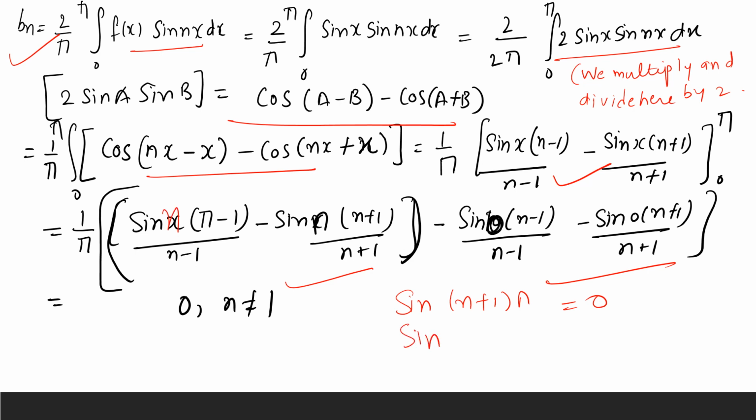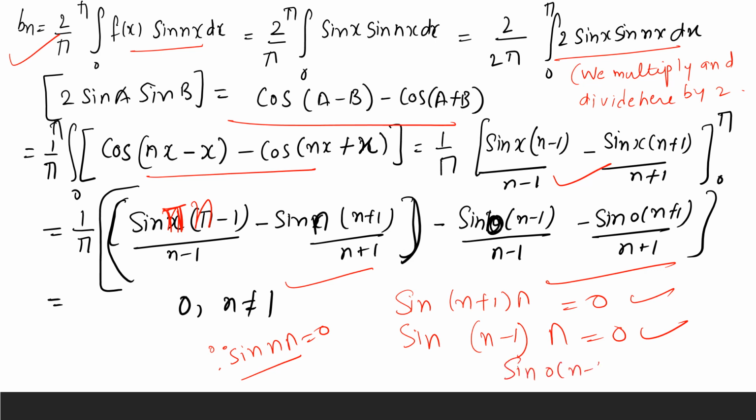sin (n minus 1) pi will also be 0, because sin n pi is 0, then sin (n plus 1) pi will also be 0, and sin (n minus 1) pi will also be 0. sin 0 times (n minus 1) will be sin 0, because 0 is multiplying with n minus 1, that will also be 0. So this whole bn value will be 0. bn is 0 here.